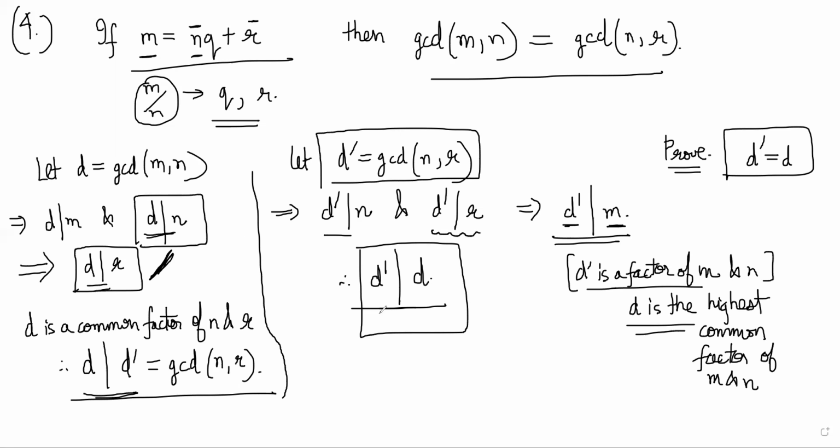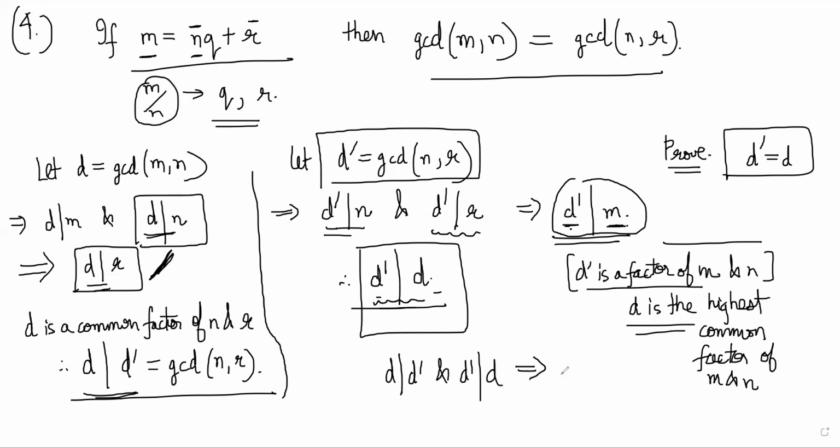And the other side we have D dash divides D. Actually, D dash divides R and D dash divides N, which implies that D dash divides M, and now you have D dash divides M and D dash divides N, which implies that D dash divides D, because D dash is a common factor of M and N, and D is the highest common factor of M and N. So, since we have gotten the two cases that D divides D dash and D dash divides D, this implies that D is equal to D dash, right? So basically, we have proved the result for Euclid's GCD algorithm.